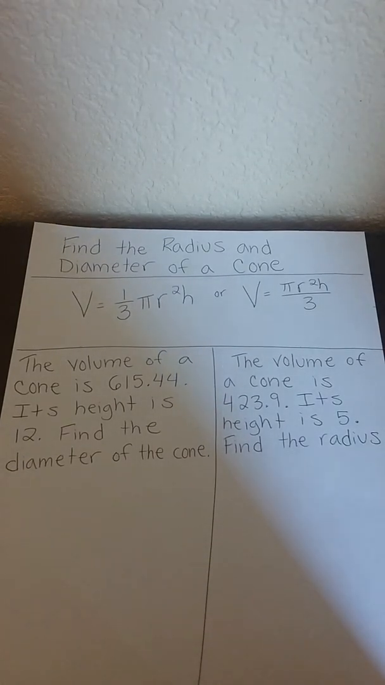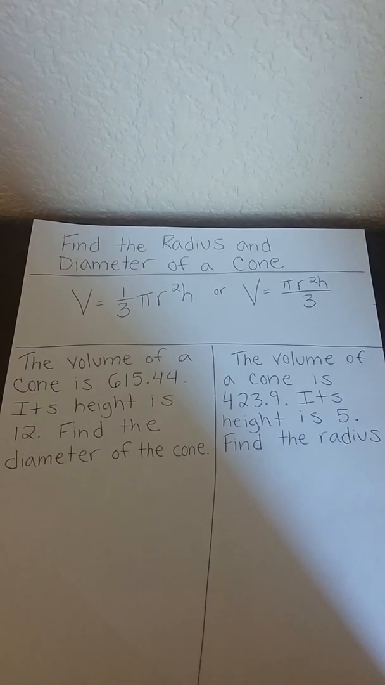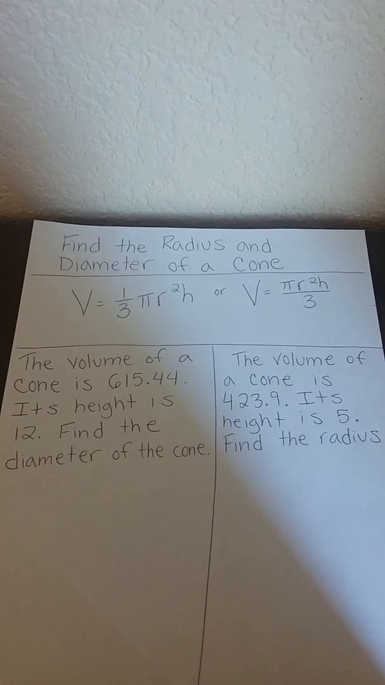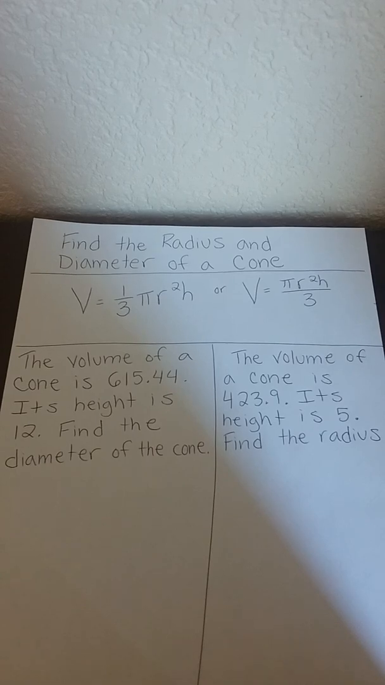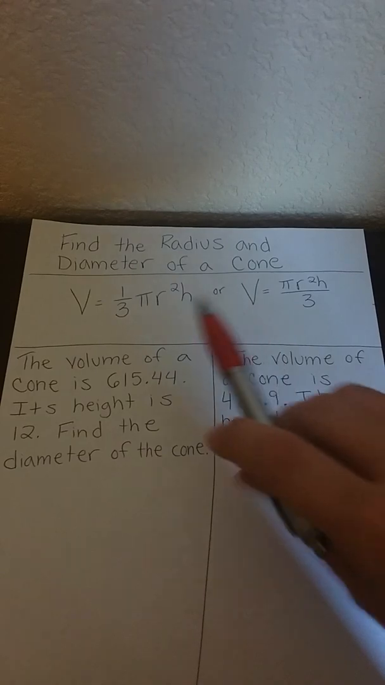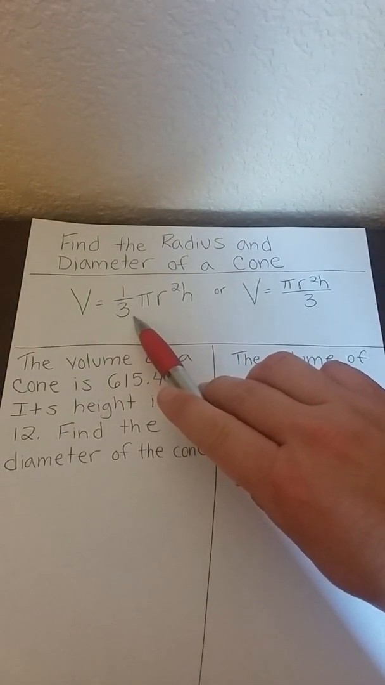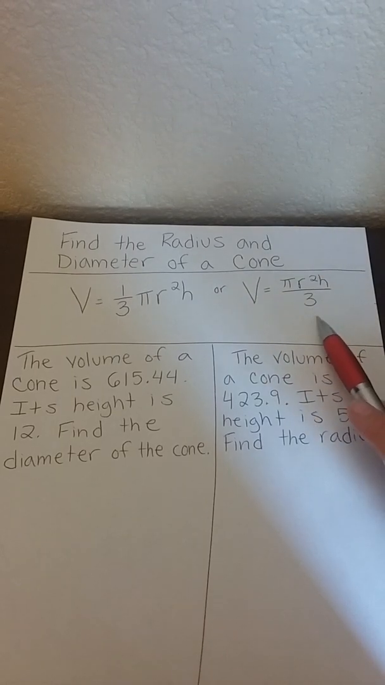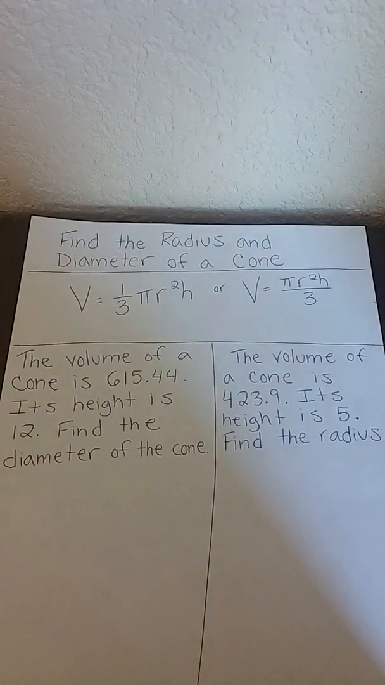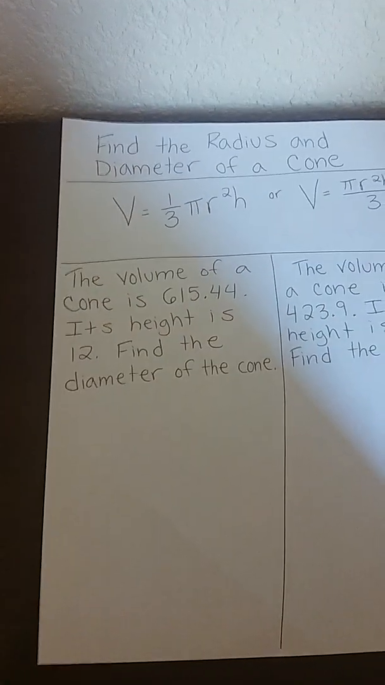Today, we're going to be given the volume and the height of the cone, and you have to find either the radius or the diameter. We're going to go over two examples, one where you're asked to find the diameter and one where you're asked to find the radius. For the first example, I'll be using this formula where we're using a fraction. For the second example, I'll be using this formula where we're dividing by 3. Let's look at the first example here.